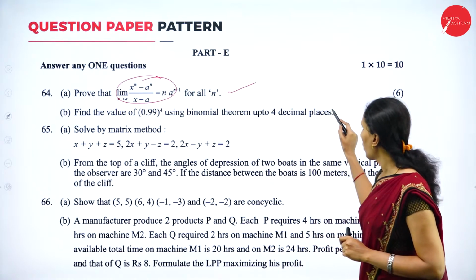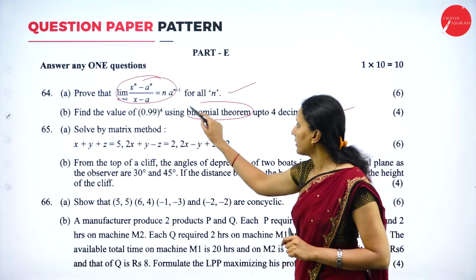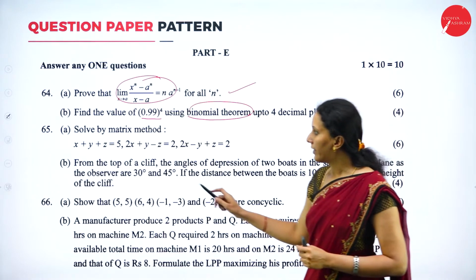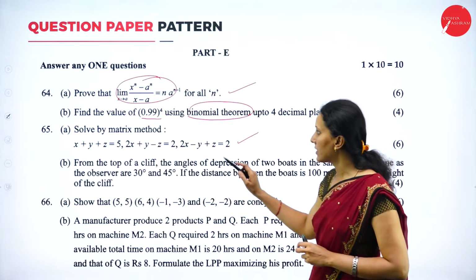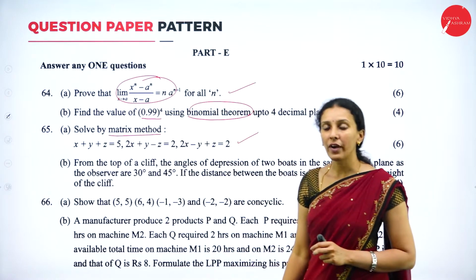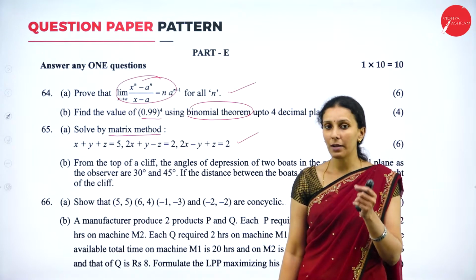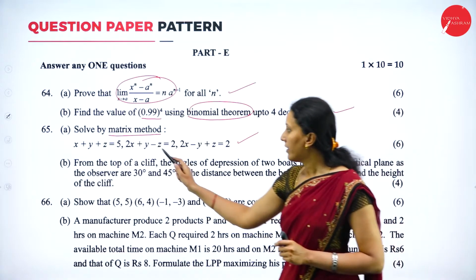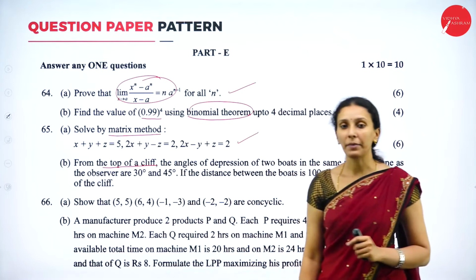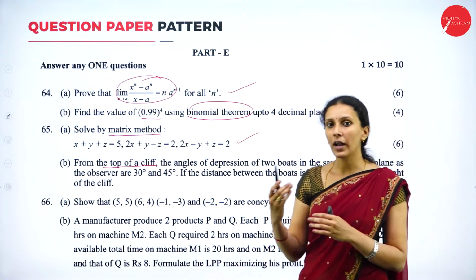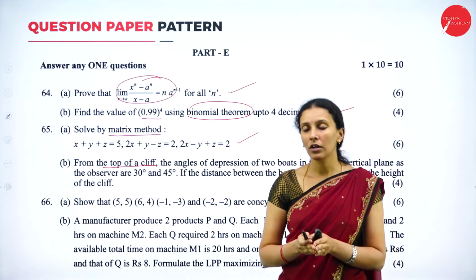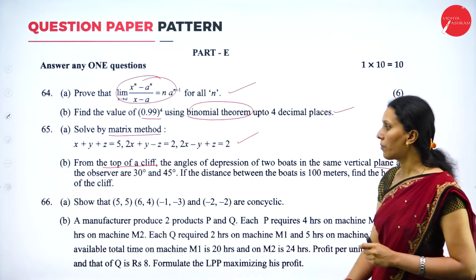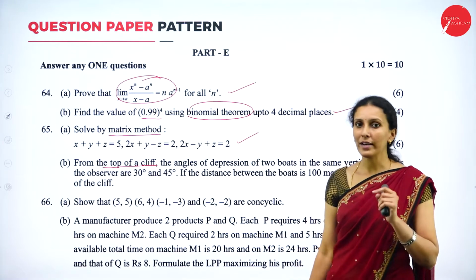So with that, you will get one question from the chapter binomial theorem to expand a numerical value in terms of index. Next, you will get question number 65 from the chapter matrices, that is to find the value of x, y, z using matrix method, that is solution of simultaneous linear equations by matrix method. So this question will carry 6 marks, and along with that you will be having one question from the chapter heights and distances, that is to find unknown heights of the pole, heights of the tower, distance between the boats, angle of elevation or angle of depression. So this question carries 4 marks here. So along with matrix, you will get one heights and distances.